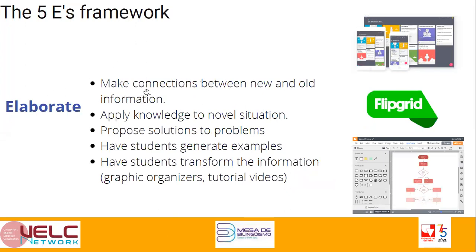Elaborate. In this stage, you have students make connections between new and old information, apply the knowledge to novel situations, propose solutions to problems. They generate their own examples, and they transform the information. So what they read, what they watched in a TED Talk, now they have to create their own tutorial video, their own graphic organizer, or a Prezi presentation, summarizing, paraphrasing, and transforming that information. They can easily do that in Lucidchart, Flipgrid, or Padlet, just to mention a few of the options.